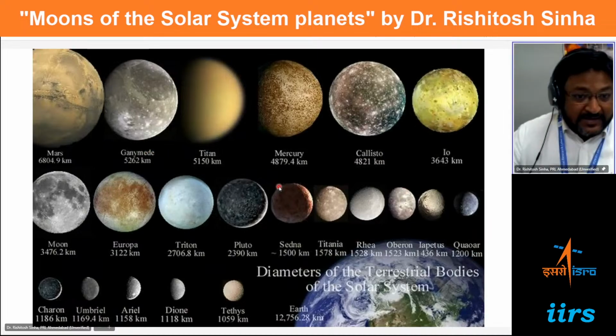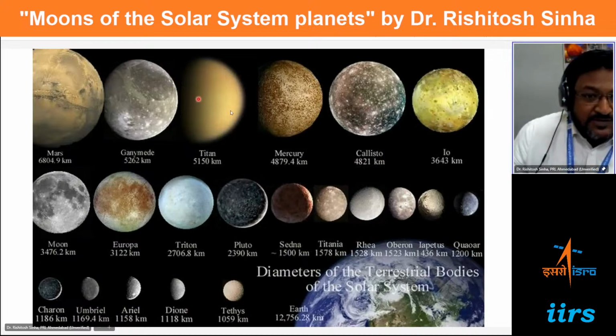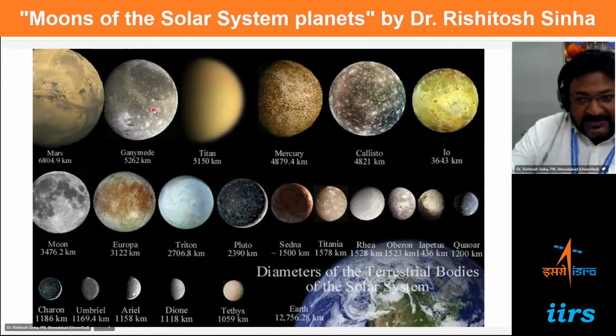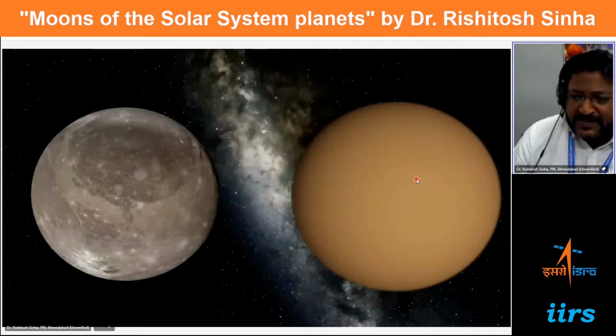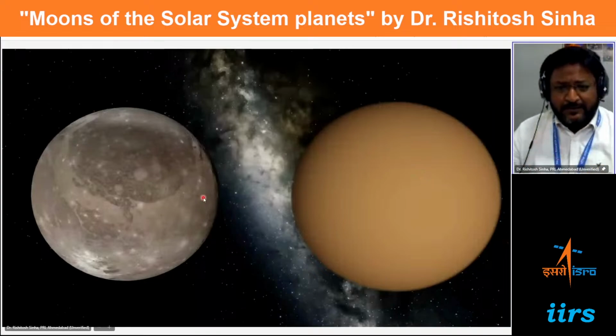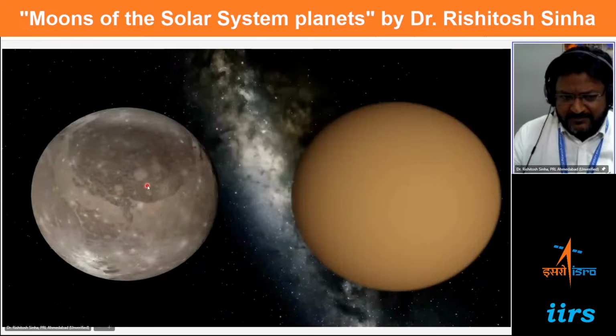This is again a size comparison, because this is very important when you are looking at the moons. You have to understand how big the moon is, where it is; the context is very important. So you can see Titan is actually slightly smaller than Ganymede and bigger than all other moons. But if you just keep Ganymede and Titan side by side, you may think that no, Titan is actually bigger. Ganymede is not the bigger one.